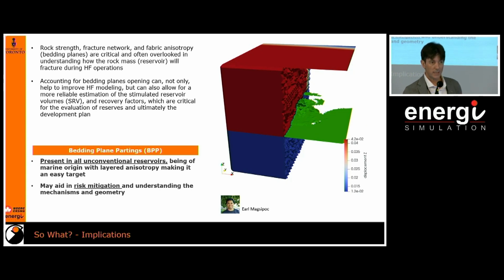By doing that, we can really improve our model. We can better estimate the stimulated rock volume, and we can start modeling.